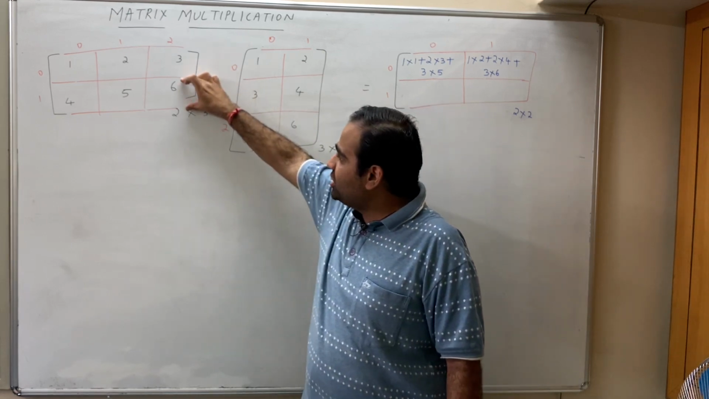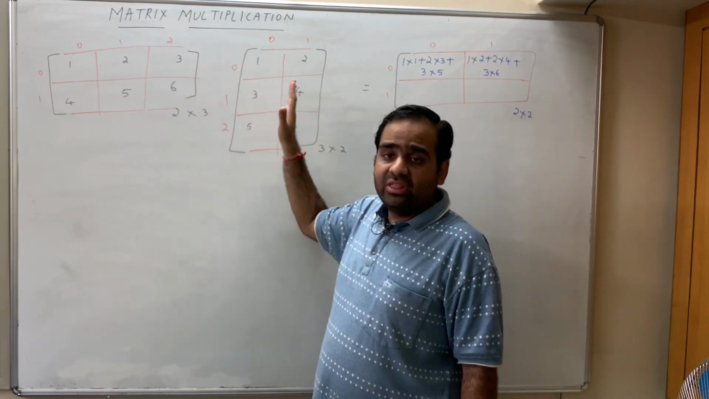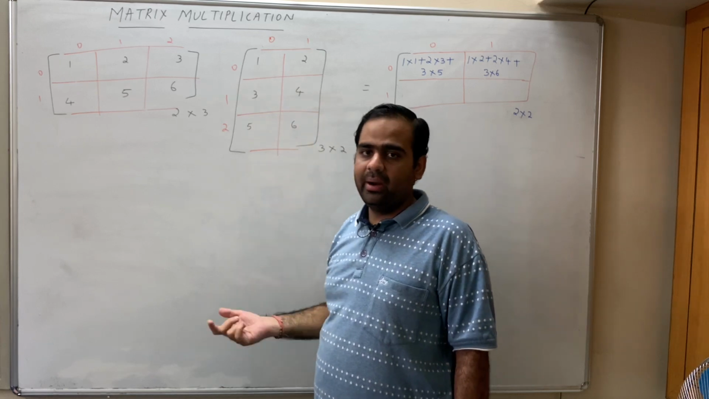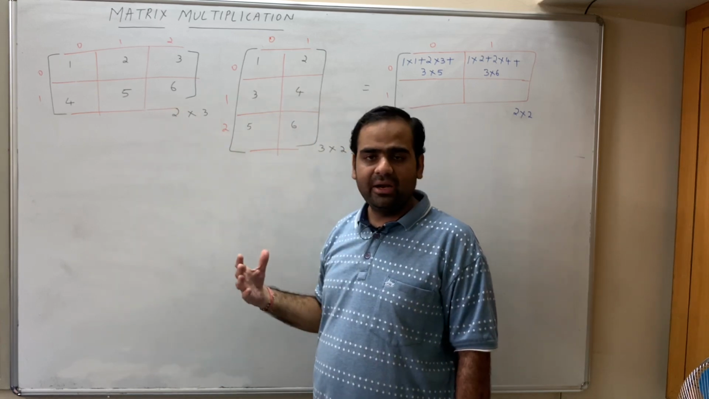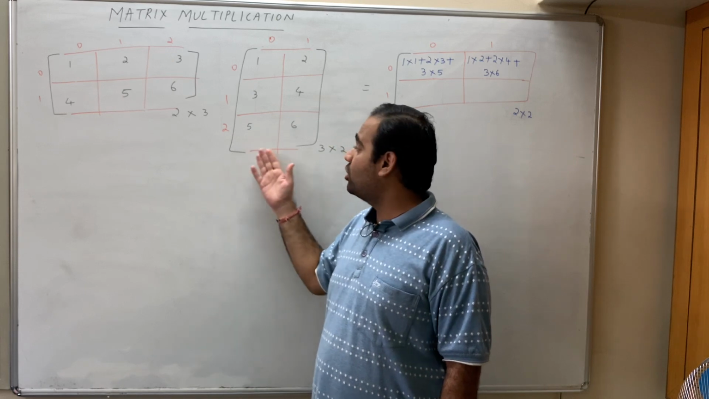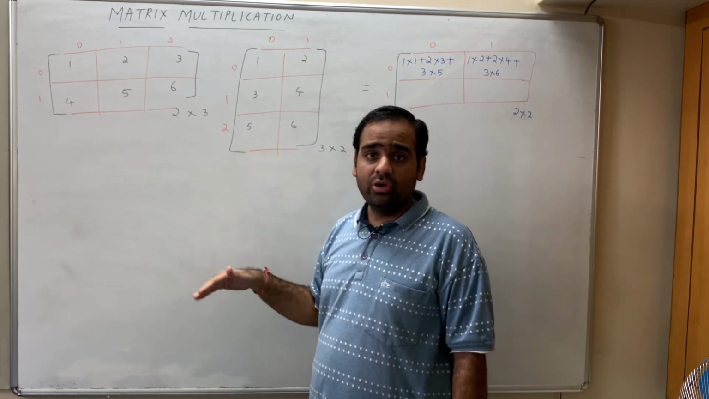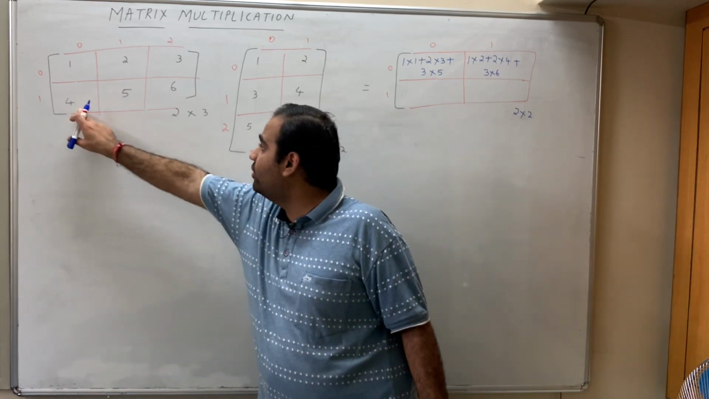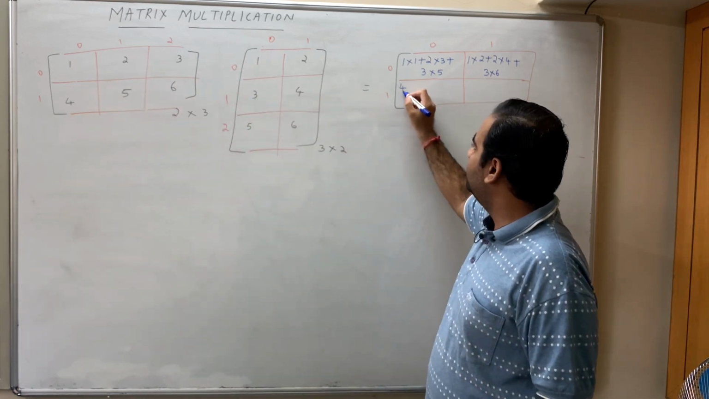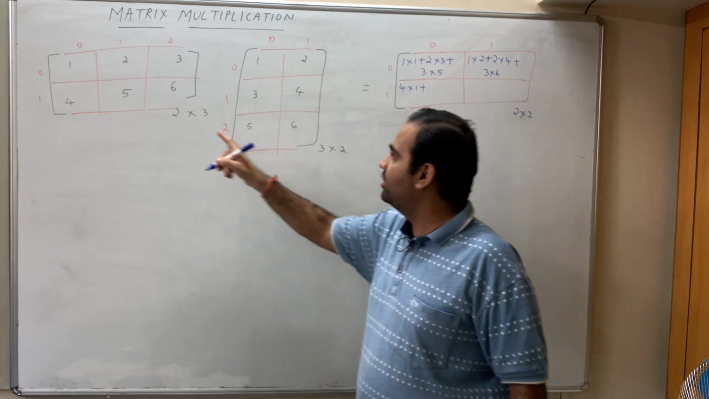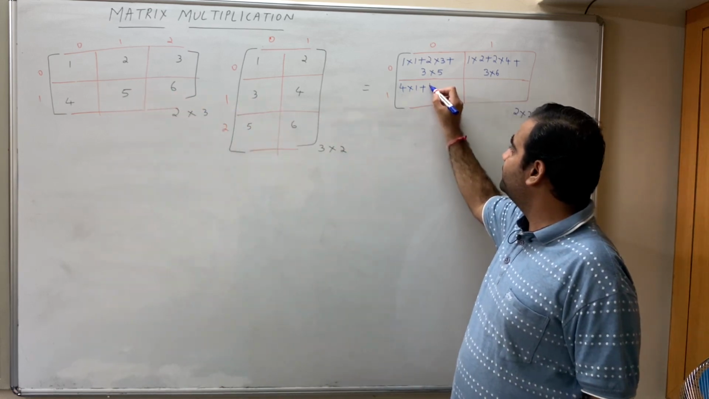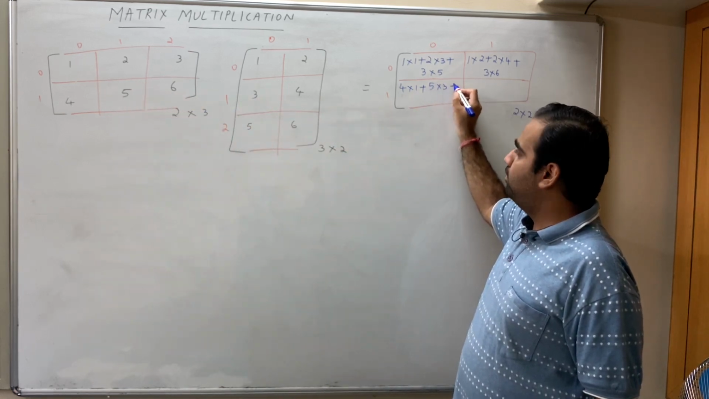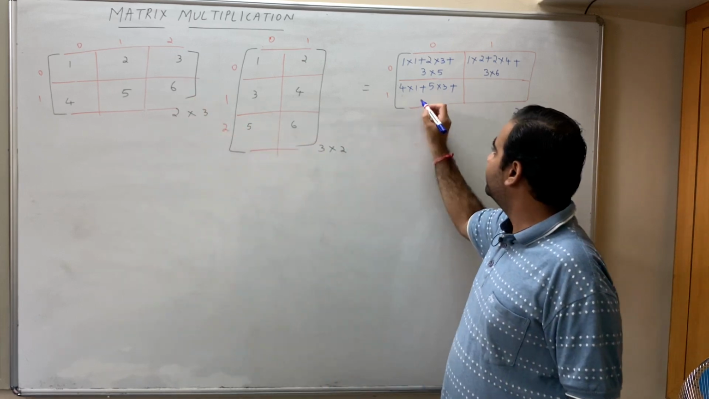Now the second row is multiplied with each column of the second matrix. The next row is multiplied with each column of the second matrix. That's what we will do. Now I say 4 into 1 plus 5 into 3 plus 6 into 5.